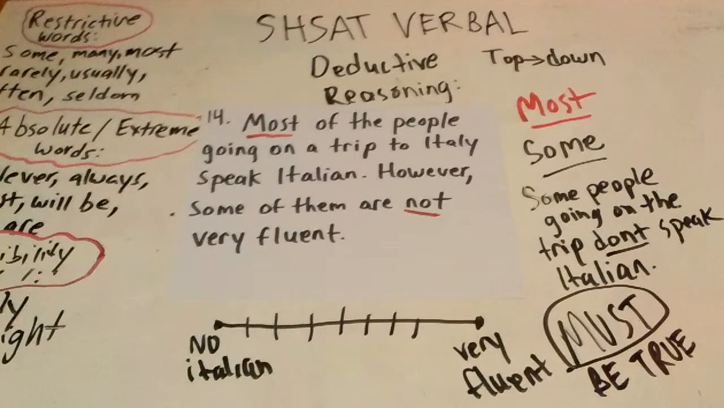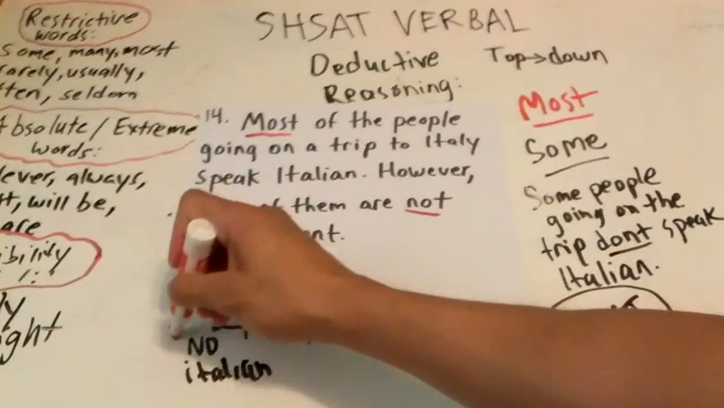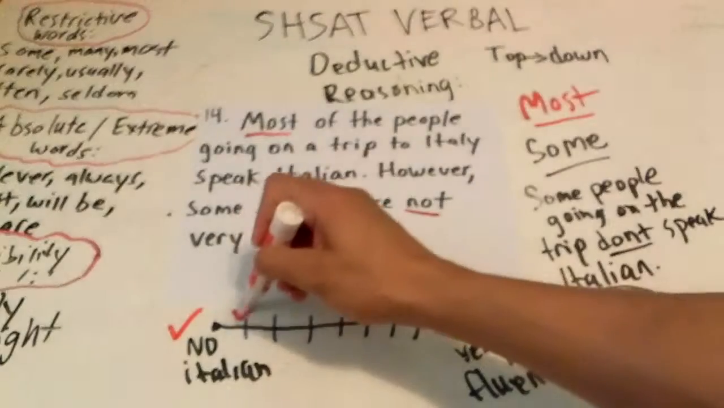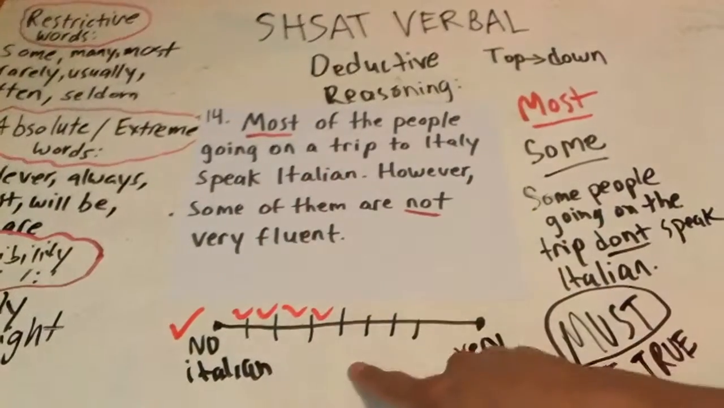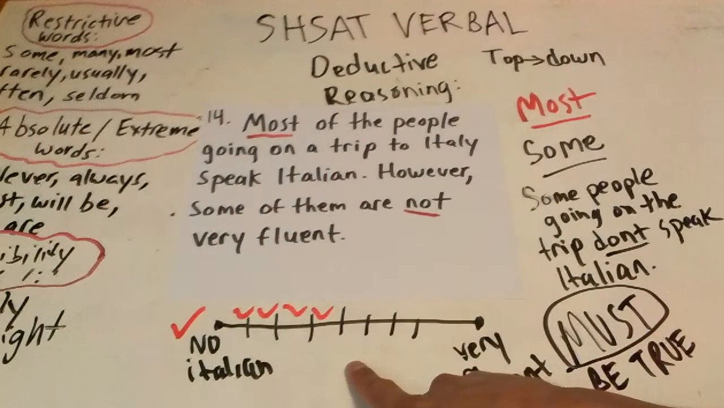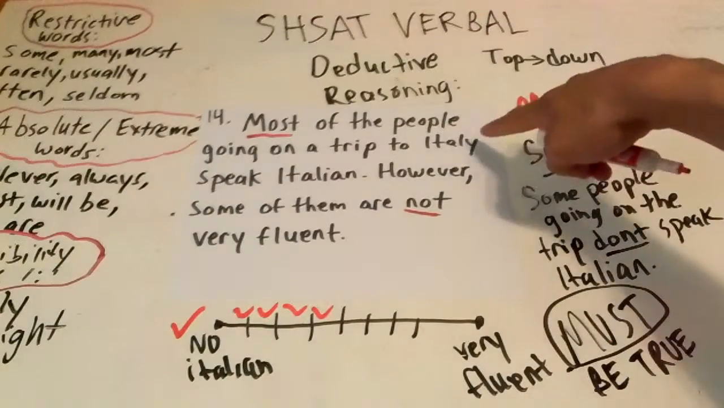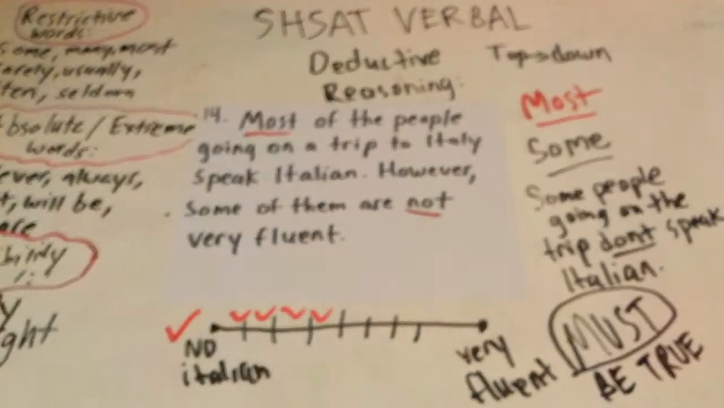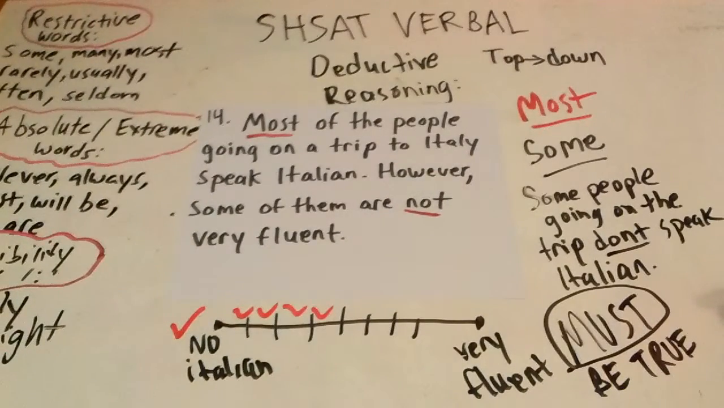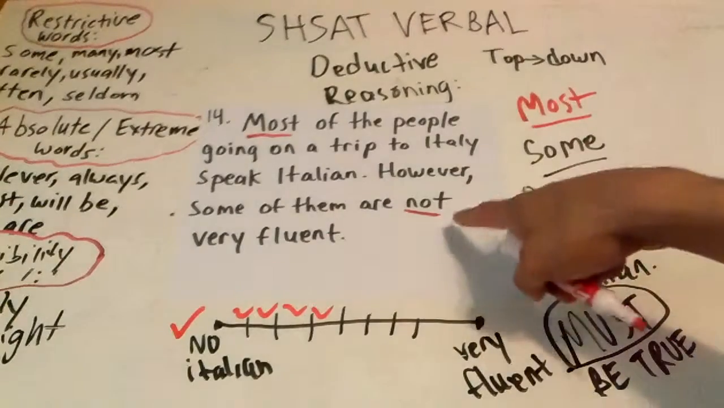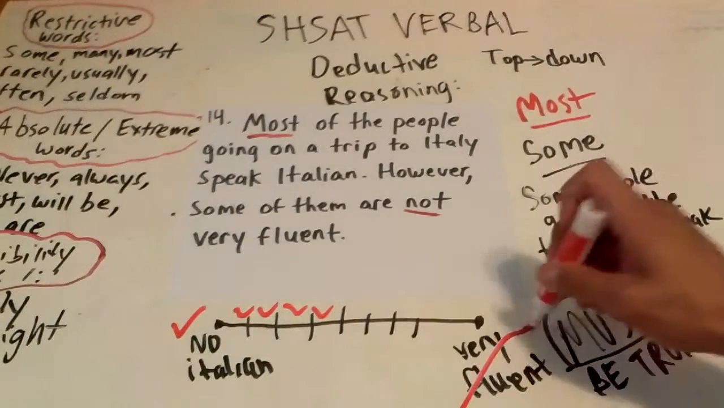Alright, so we broke down this question. We made a little chart like this. This was confirmed. Some people speak no Italian. There are different levels of Italian. All this is confirmed, that there are different levels of Italian. Alright? Most of the people on the trip speak Italian. That must mean they speak at some level. They never tell you what level. But the only thing is they never actually tell you that someone's fluent.